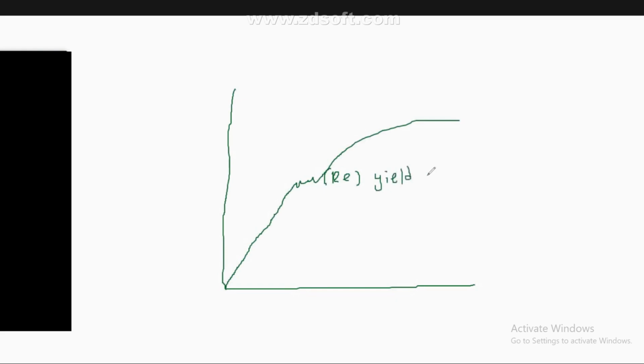When we refer to the stress-strain curve, for example in a tensile test, we understand that here we have the yield strength at this point. We got Re, which is the yield strength or yield point. On the top here, we have UTS with the symbol Rm.